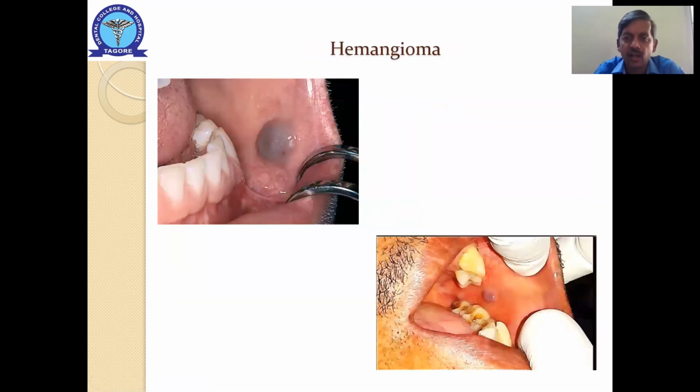Then hemangioma. Hemangioma is a neoplasm of vascular tissue. It appears purplish or slightly reddish in color.